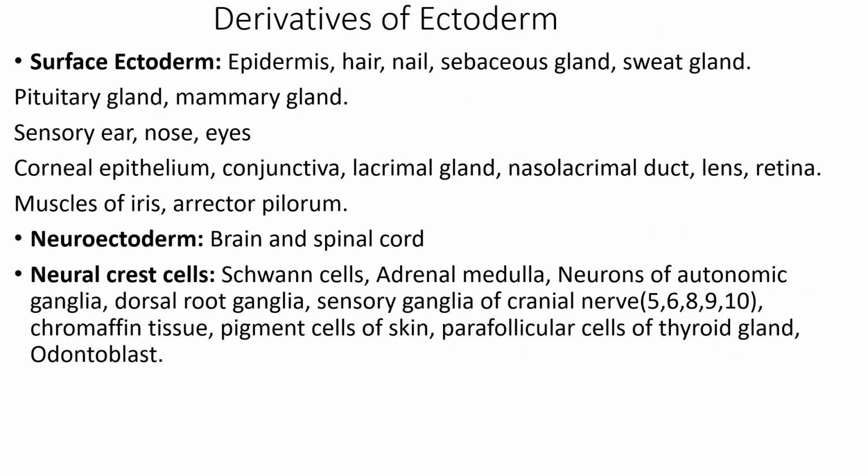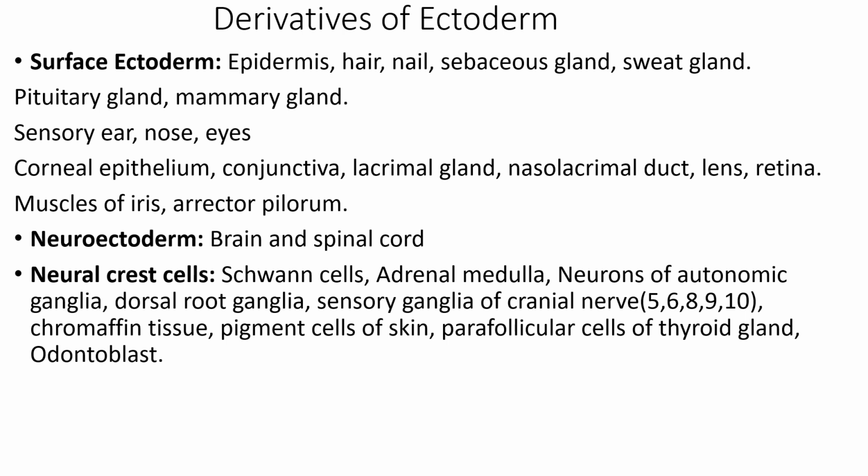So far we have seen the differentiation of ectoderm into surface ectoderm, neuroectoderm and neural crest cells are the specialized cells present along the lateral margins of neural ectoderm. So now we will see the derivatives of ectoderm. So the surface ectoderm is mainly protective in function. It forms the outer covering of the developing embryo and it gives rise to epidermis and the appendages of skin like hair, nails, sebaceous gland and sweat gland. Also the pituitary gland and mammary gland develops from the surface ectoderm.